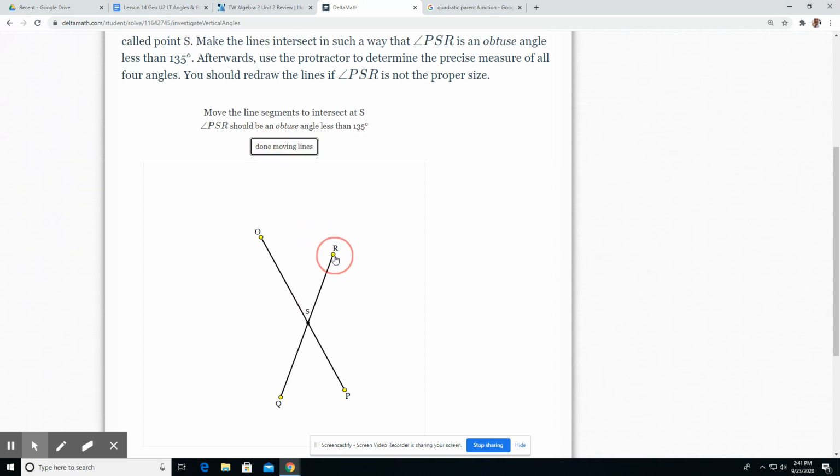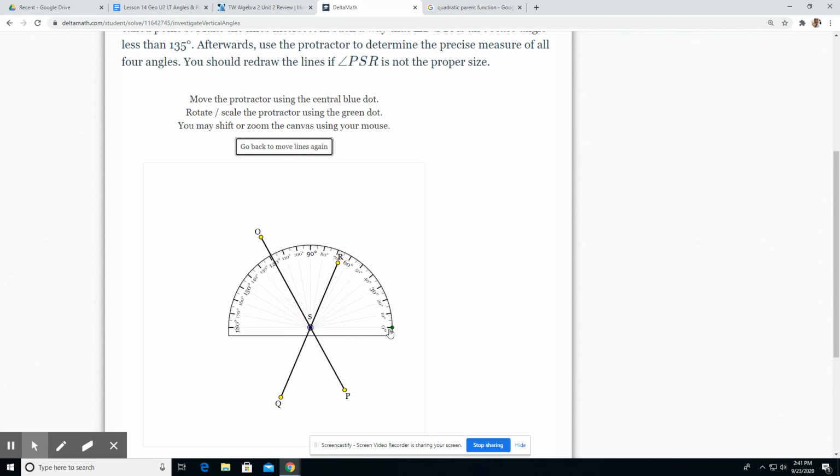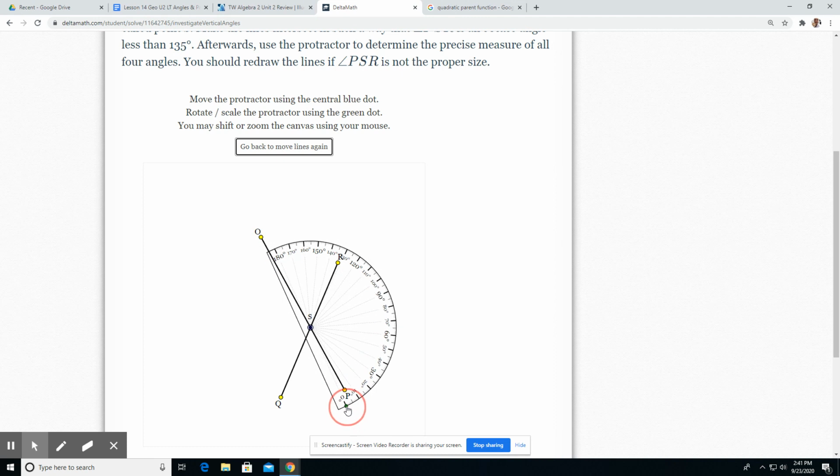So I'll go back to moving the lines, and I'll make it a little bit smaller. So we'll just move it a little bit this way. Let's see if that does it. Do the same thing. And it's a little bit less than 130. That's fine.